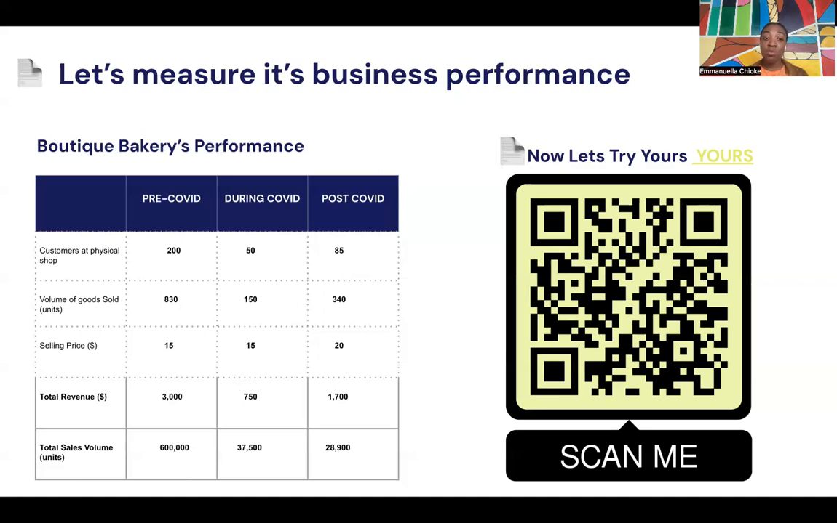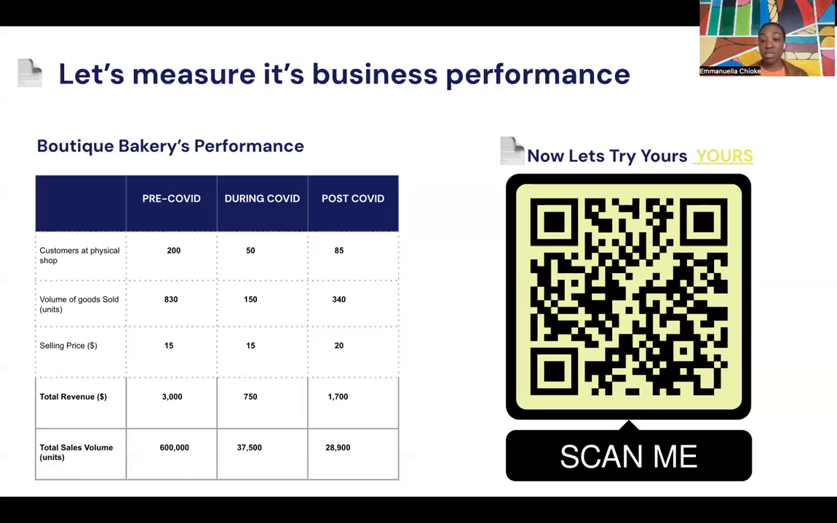And so with this information, we can calculate that their total revenue during COVID was $750, which is a significant drop from $3,000 in revenue that they had made before. And their total sales volume went down to 37,500 boxes of donuts from 600,000 during the pre-COVID era. It was a struggle clearly, but they didn't completely go bankrupt. And now it's post-COVID and they're trying to recoup some of their losses.